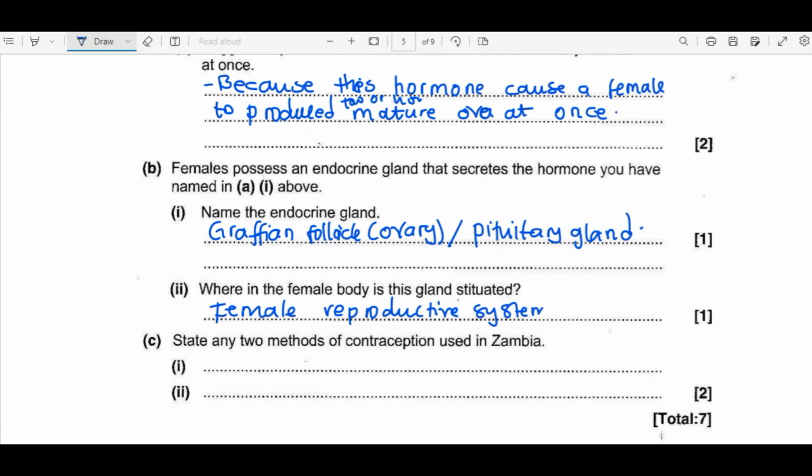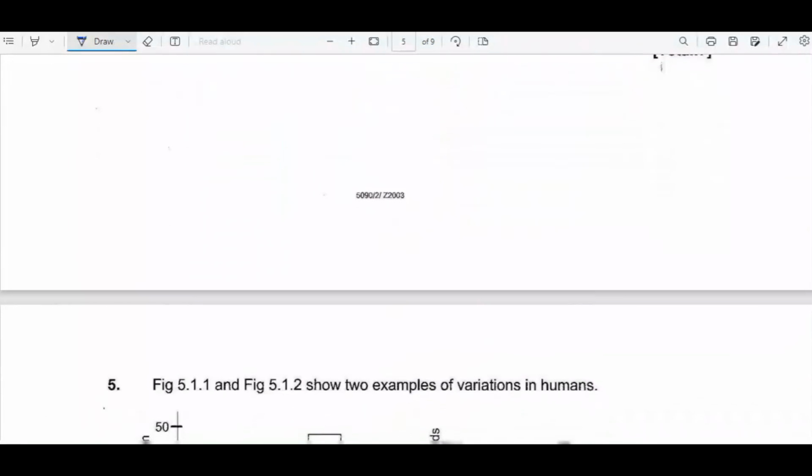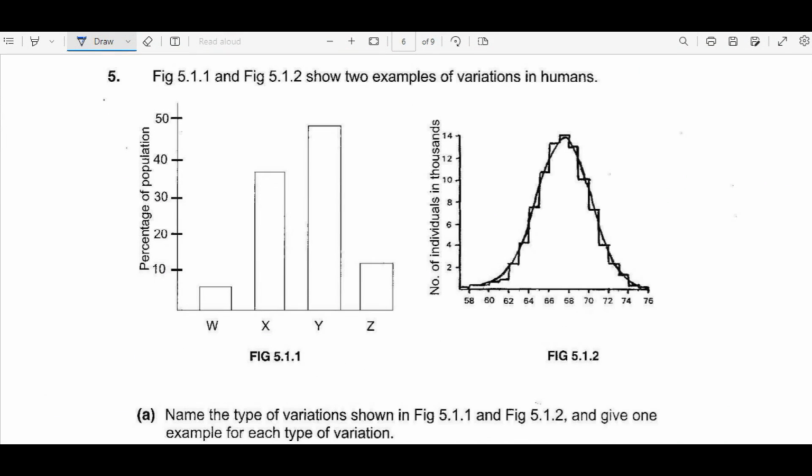System or organs, which we can summarize by saying ovary. States any 2 other methods of contraception used in Zambia. So we can say condomizing, where someone uses a condom. Then we can use contraceptive pills. We have also injections, we have safe days, stuff like that.